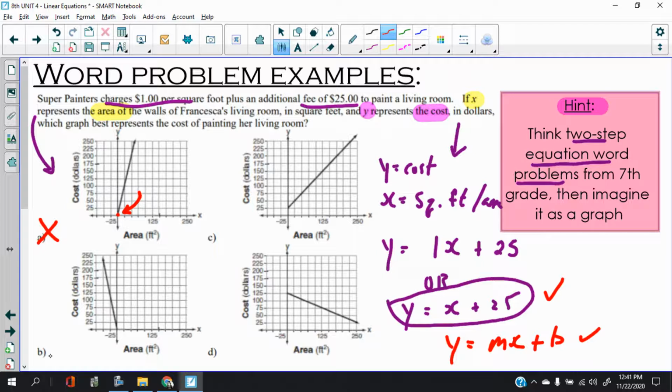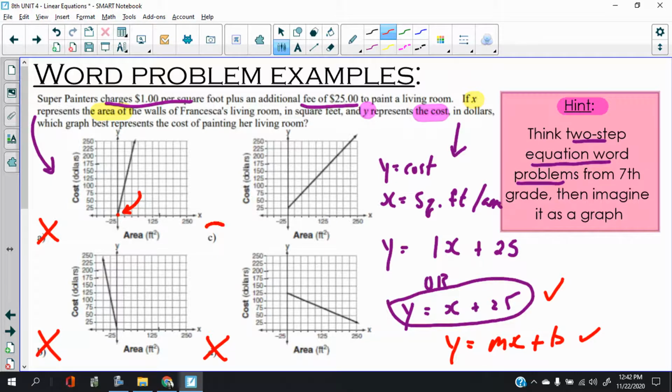Now, what about B? That B makes absolutely no sense. It's in negative territory. You can't have negative area anyways. That's no good. D is no good, right? Why? The slope's negative. How is it possible? Like it gets cheaper the more the guy works? His labor is cheaper the more he works? That's not true.